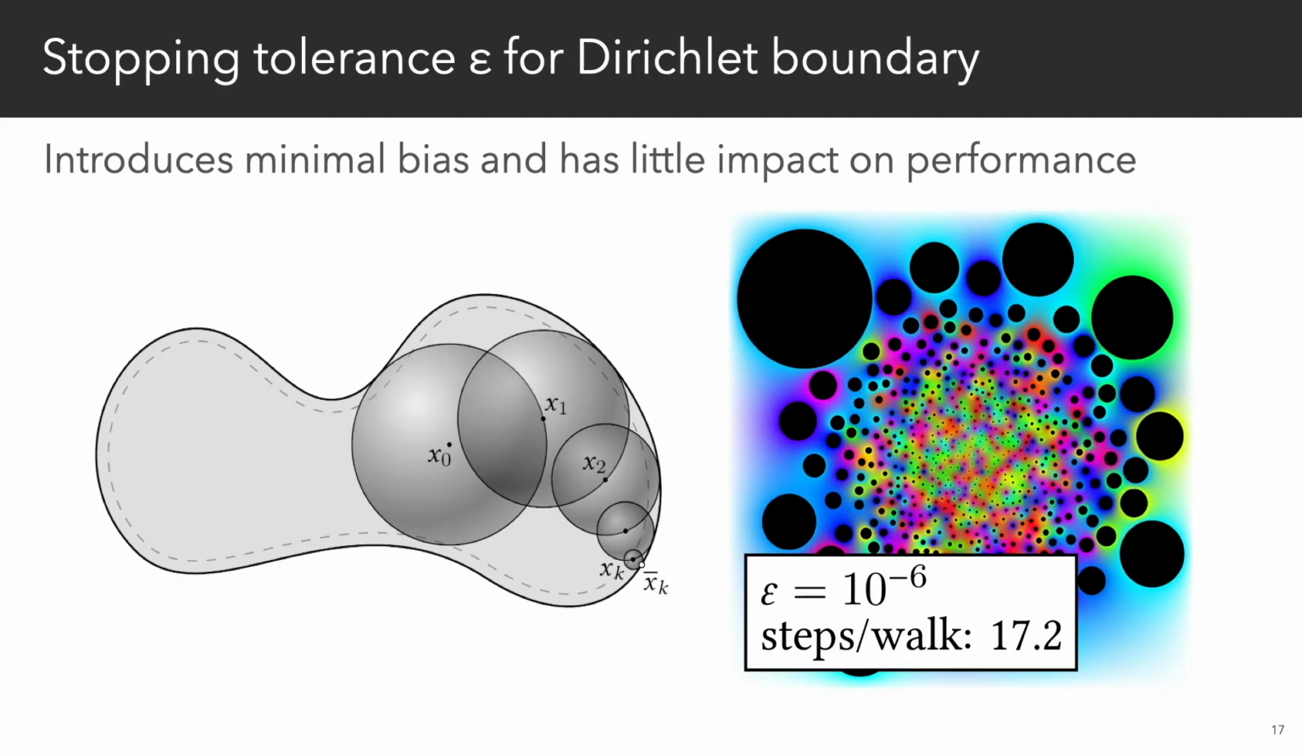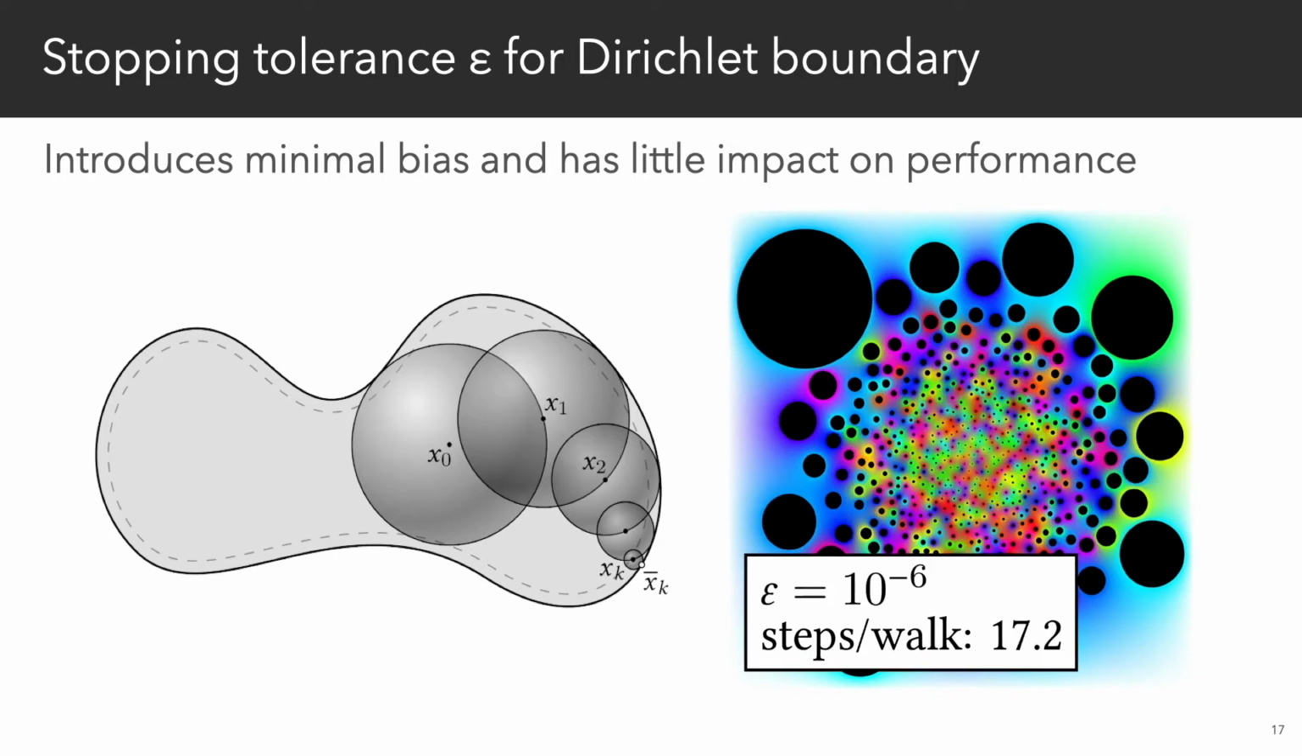So we need an epsilon shell to ensure that walks terminate, but this doesn't end up being a major limitation. The epsilon shell introduces only a minimal amount of bias, and its exact scale has little impact on performance. In this GIF, you can see that as the epsilon shell becomes smaller, the number of walks will increase, but only at a modest rate. And the bias in the solution similarly behaves in a predictable manner.